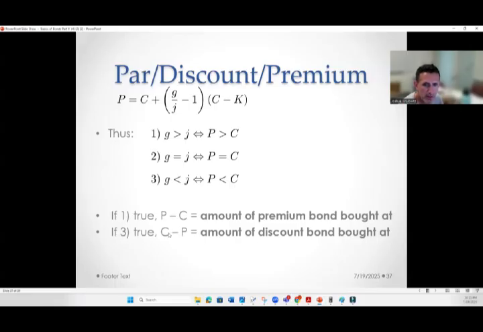Yeah, and if P is less than C, the price is less than redemption, then C minus P is the amount of discount the bond is bought at. And if the price equals the redemption, the bond is bought at par.